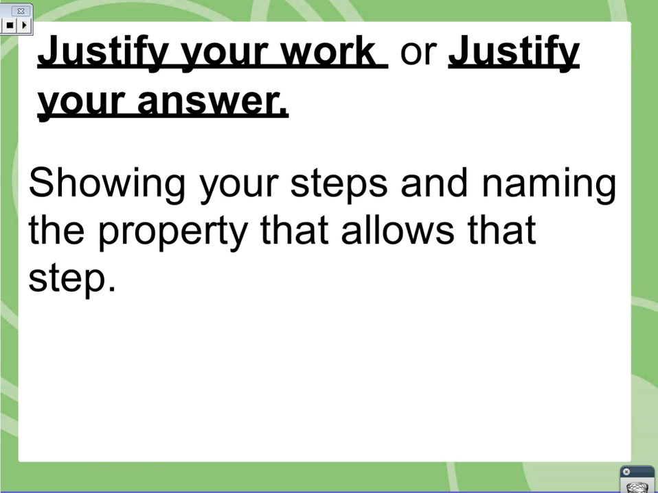So far, I've had you show the steps numerically, algebraically, showing me no mental math. But now we're going to add next to our step the property that allows us to do that. You will not have to do this all year long, but we will keep revisiting. This is the beginning of proofs, and proofs become very important in geometry and algebra 2.